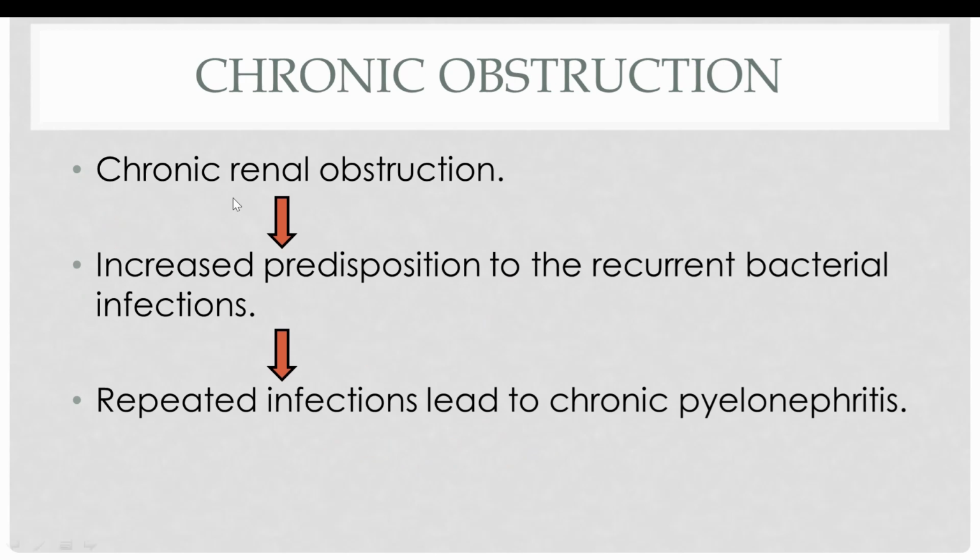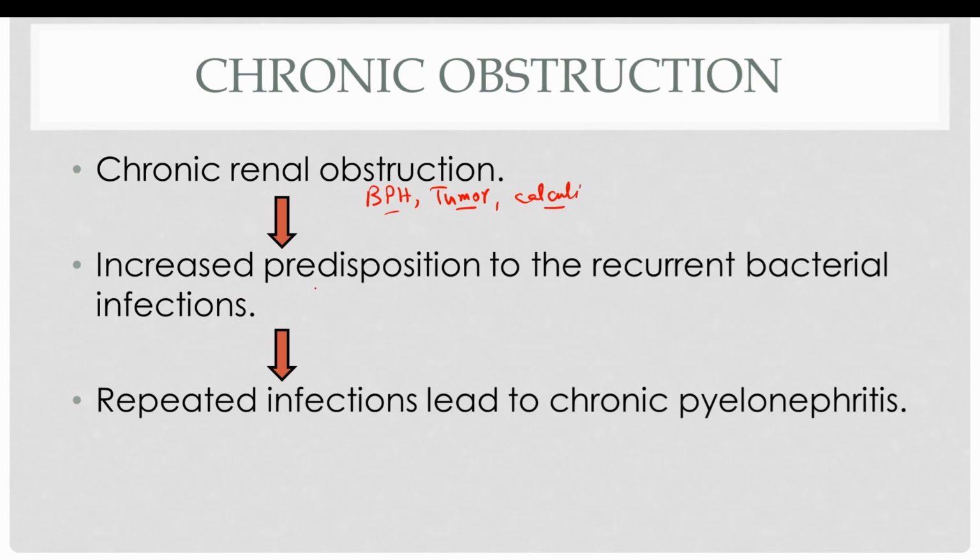The next cause is chronic obstruction, which leads to the accumulation of bacteria inside the urinary tract and increases the predisposition to recurrent bacterial infections. The causes of chronic renal obstruction include BPH or benign prostatic hyperplasia, prostatic cancer, cancers of the urinary bladder, and predisposition to formation of stones or calculi.